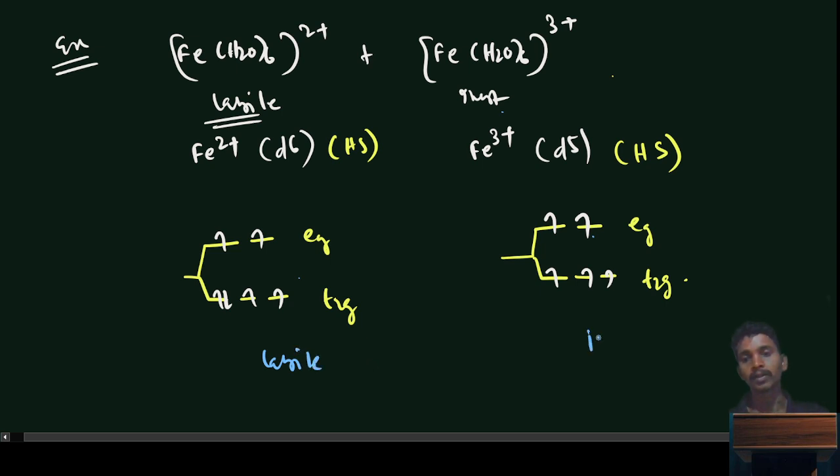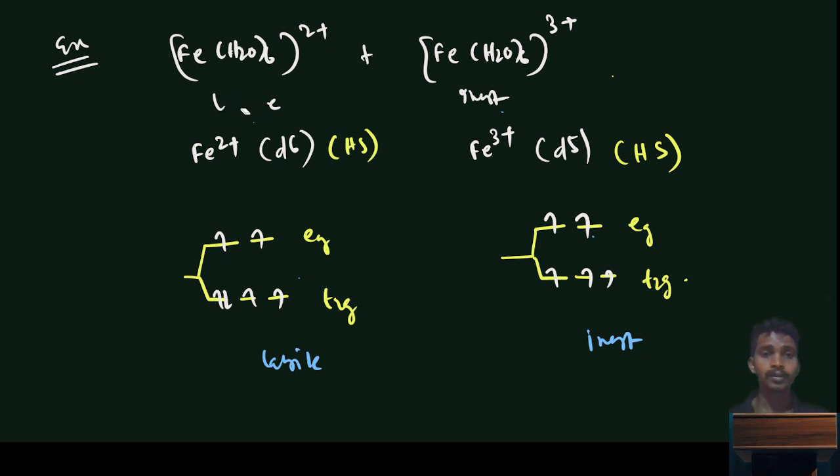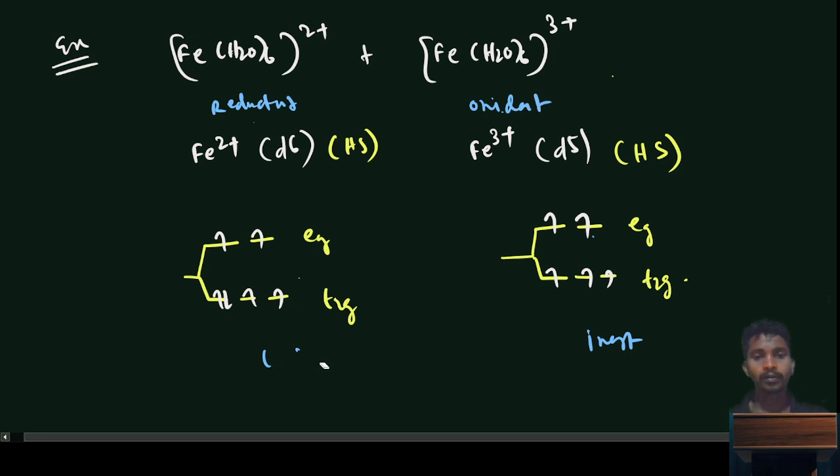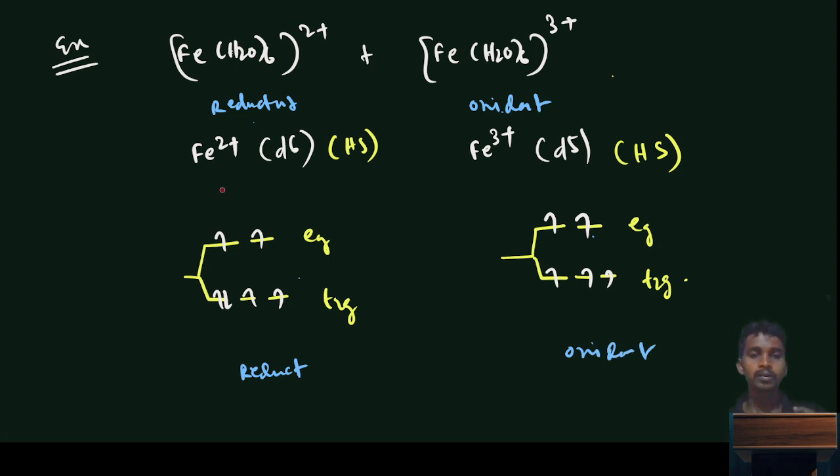Always remember that for electron transfer in redox reactions, the labile and inert concept is not there. Here, this is the reductant and this is the oxidant. Electron transfer always happens from reductant to oxidant in a redox reaction. So from here to here the electron transfer will happen. For this case, a vacancy is there here because 2 electrons can be filled.